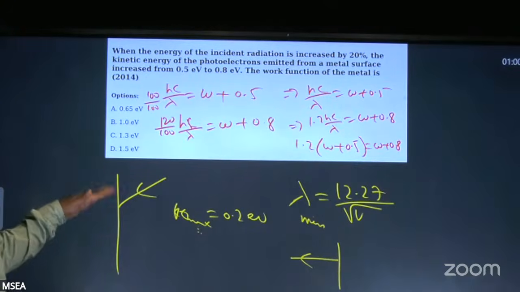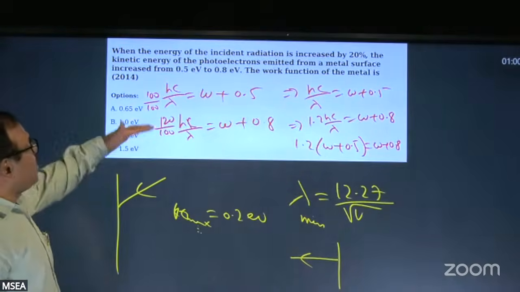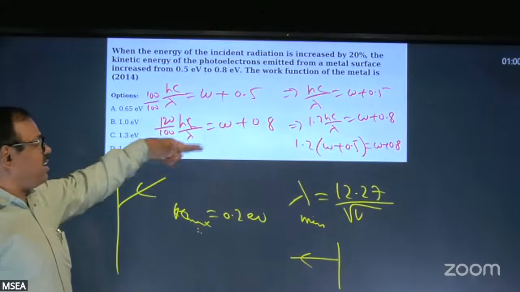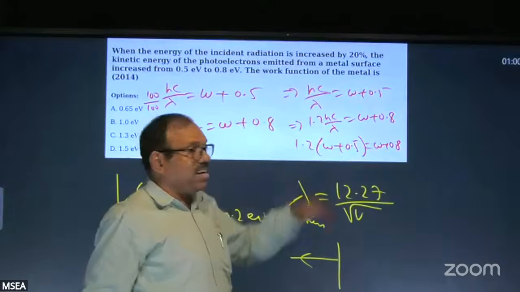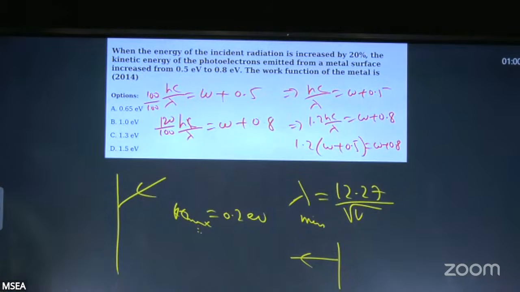Have you understood this one? Like this you have to remember. This is the way we can do it. Next one. Suppose 20% is decreased, if it is given, you have to take 80 by 100. From that we can calculate. Of course, you have to equate this one, and we can get the work function. So we move on to the next one.